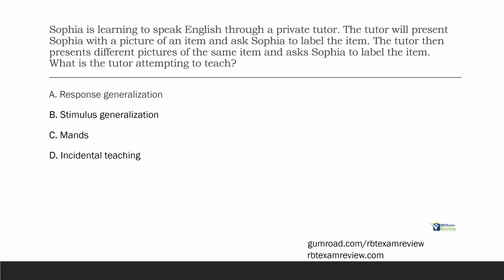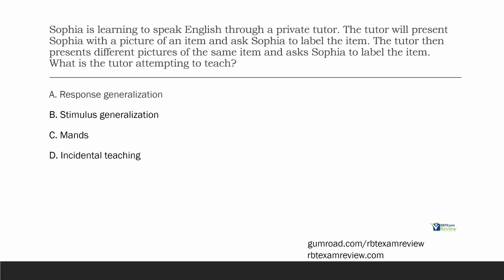What is the tutor teaching? Response generalization, stimulus generalization, MANS, or incidental teaching? Well, we know incidental teaching is naturalistic teaching. This is not natural, okay? This is very contrived. C, MANS, he's not teaching any request, right? So C and D are out. That leaves us with A, response generalization, and B, stimulus generalization.